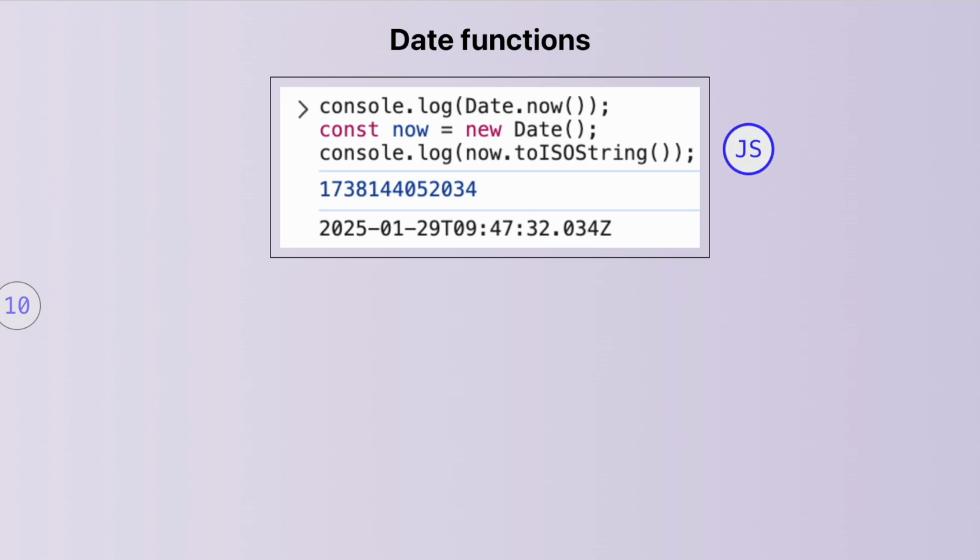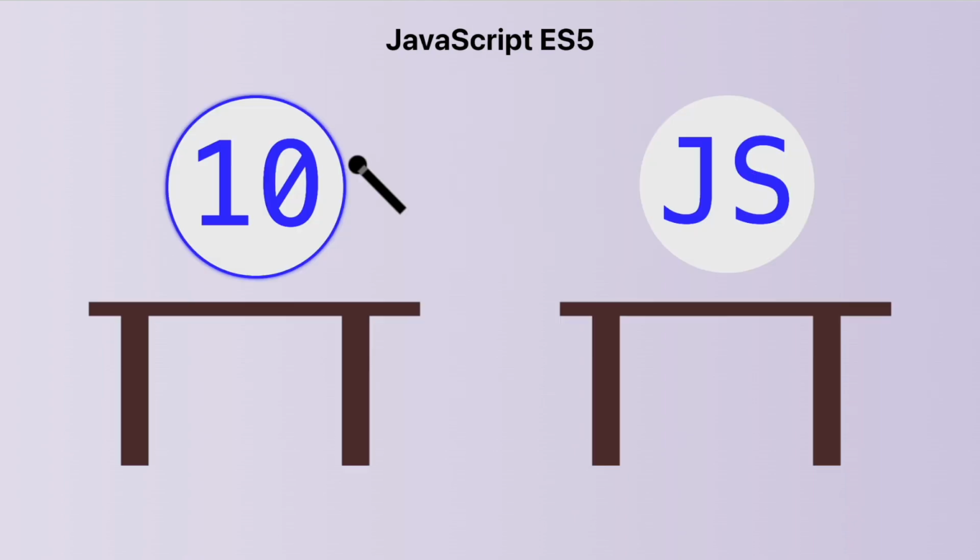Date.prototype.toISOString returns the date formatted in ISO 8601 format. Date.prototype.toJSON returns the value returned by the toISOString method. Nice. Those are the most essential features.